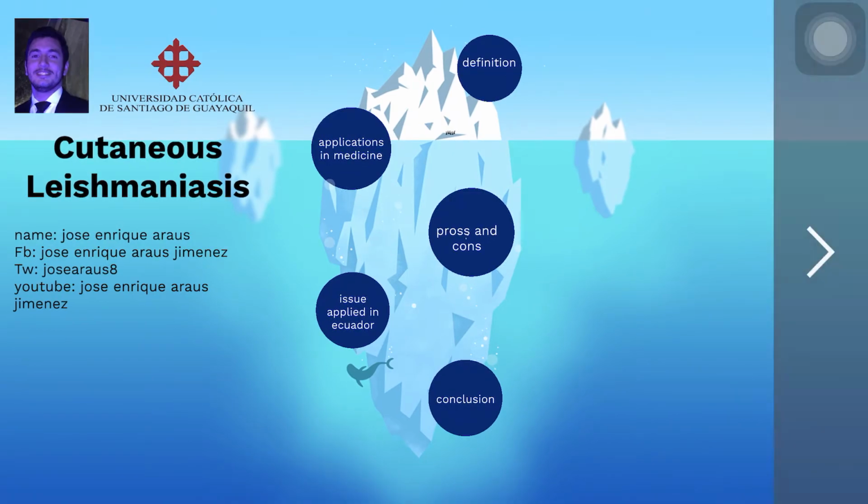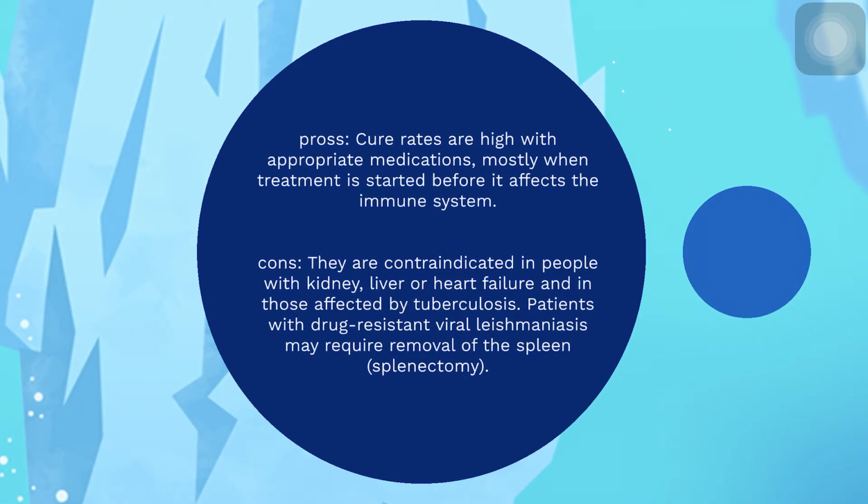Pros and cons. Pros: cure rates are high with appropriate medication, mostly when the treatment is started before it affects the immune system. Cons: they are contraindicated in people with kidney, liver, and heart failure, and in those affected by tuberculosis. Patients with drug-resistant visceral leishmaniasis may require removal of the spleen.